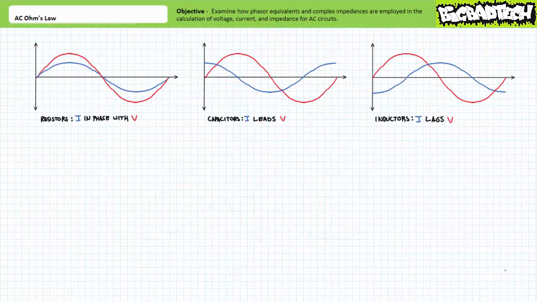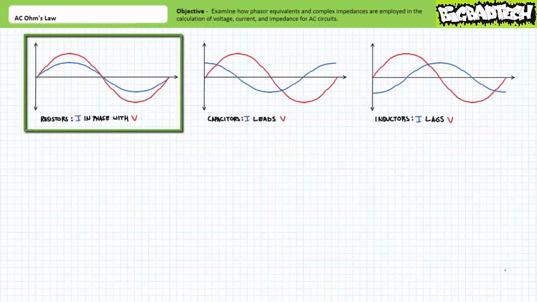This periodic oscillation between active and passive natures leads to an important distinction between reactive elements like capacitors and inductors and passive elements like resistors. When we look at voltage and current plots for all three elements, resistors, capacitors, and inductors, a couple important observations can be made. Current through a purely resistive element will always be in phase with the voltage across it.